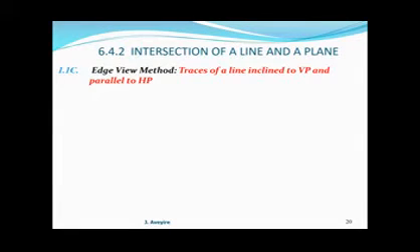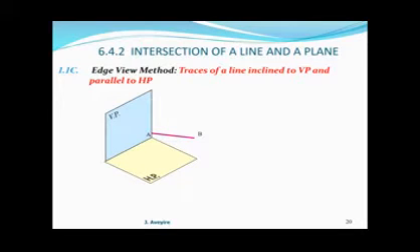Now let's look at the trace of a line inclined to VP and parallel to HP. Here we have our planes VP and HP, and that is our line. The line is inclined to the vertical plane, and theta is the true inclination of the line to the vertical plane. Now let's project for the top view.